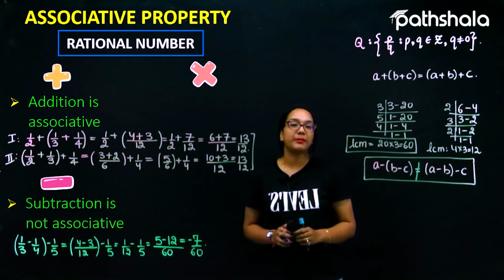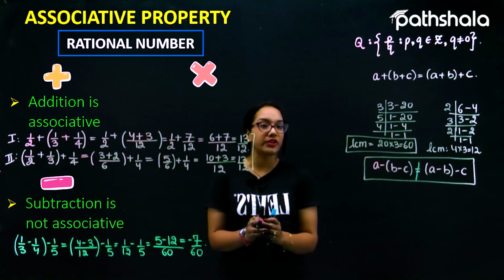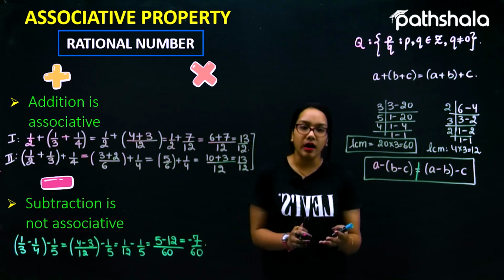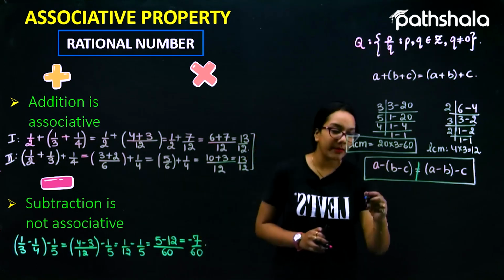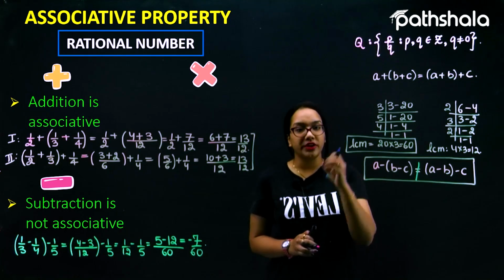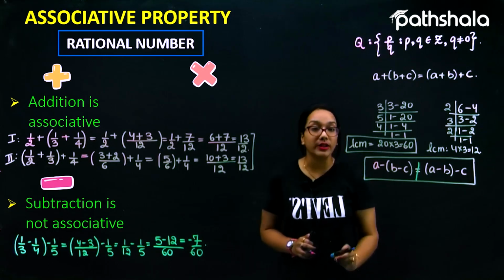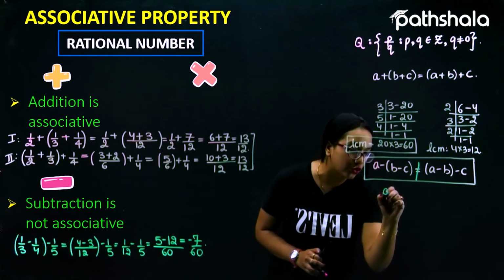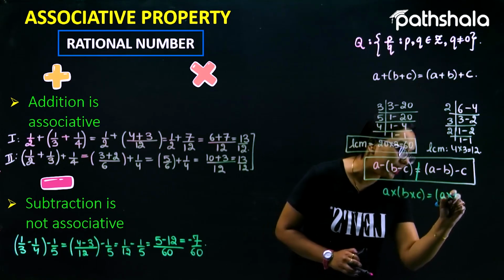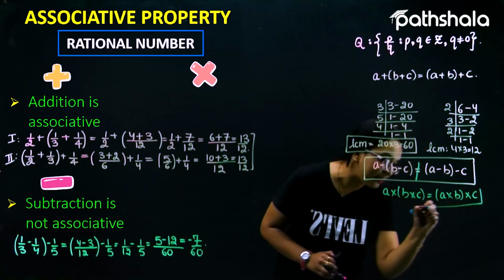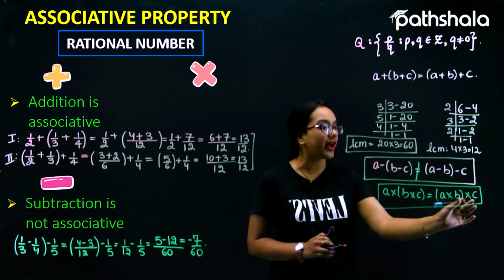Let's talk about multiplication. For the case of multiplication, let us suppose I'm again taking 3 particular rational numbers, half, 1 by 3 and 2 by 3. We have to show that (a × b) × c is equal to a × (b × c). So for the case of multiplication, we have to show that a into b into c is equal to a into b in the first bracket, into c again.